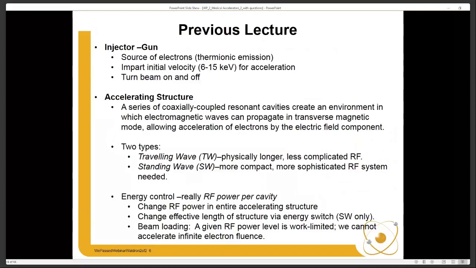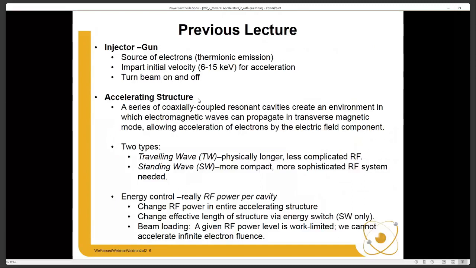I'm going to try and cover all of it in just two slides. The first thing we talked about was the electron injector or gun, and this has three fundamental functions in a medical linear accelerator. It is the source of electrons, and of course they are generally acquired through thermionic emission. It imparts some initial velocity to the electrons to get them into the accelerator so they can be accelerated. It also provides a means of turning the beam on and off.